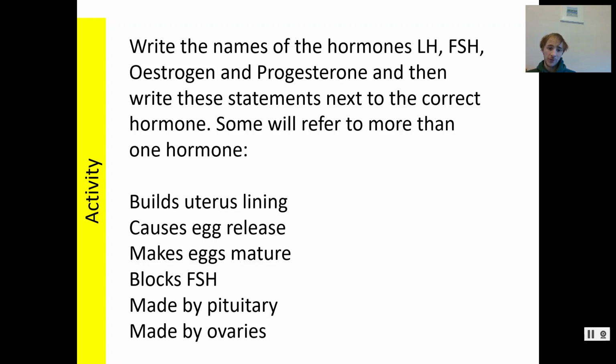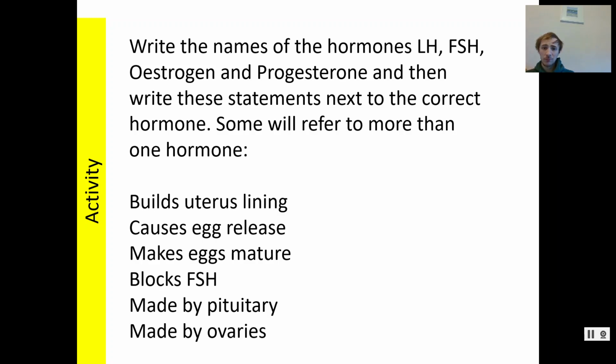So hopefully we've got the uterus lining. We should know that's estrogen. Progesterone does not build the lining, it maintains it. There is maintenance of the lining, and progesterone actually doesn't have a function in building. Causes egg release: that's LH. Blocks FSH: estrogen and progesterone.